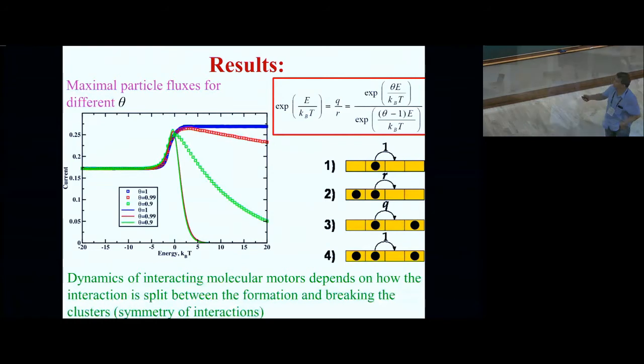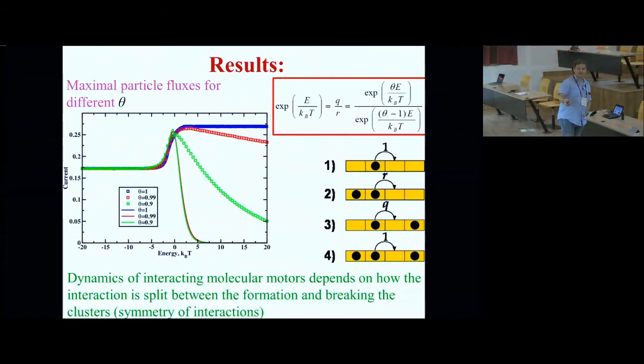Okay, good. So this is the maximal current as a function of interaction energy. If I change this theta, remember theta is a parameter which tells me the splitting of interaction energy between making the bond and breaking the bond. In the language of the chemist, this is the position of the transition state, if I think there is a real chemical transition of making or breaking the bond in some sense here.